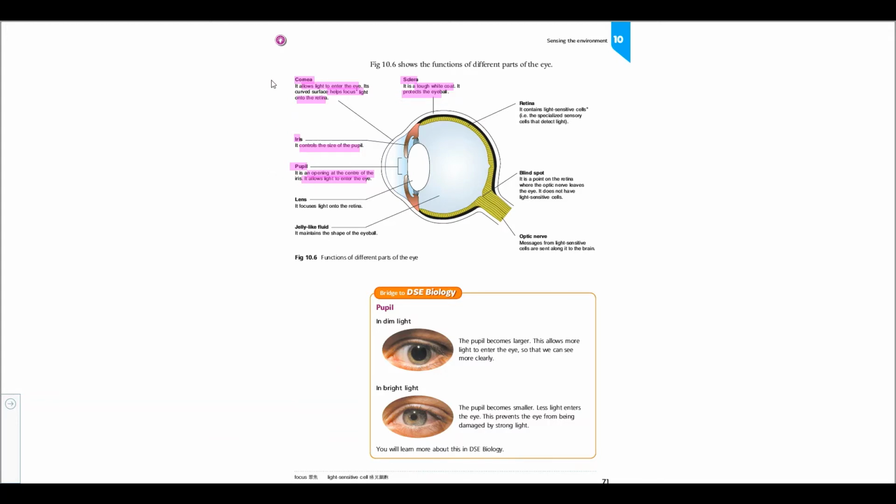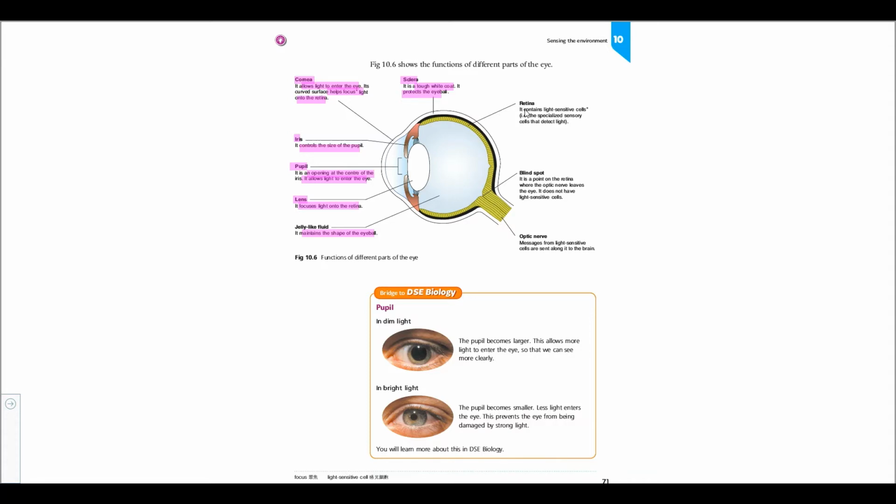So we have learned cornea, sclera, iris, pupil, and then lens. So the lens is just like your glasses. If you wear a pair of glasses, it just focuses the light, okay? Focuses the light onto the retina. The retina will be this layer, alright? So we'll go through that in a minute. And the jelly-like fluid just maintains the shape, so to fill the eyeball with a fluid, alright.